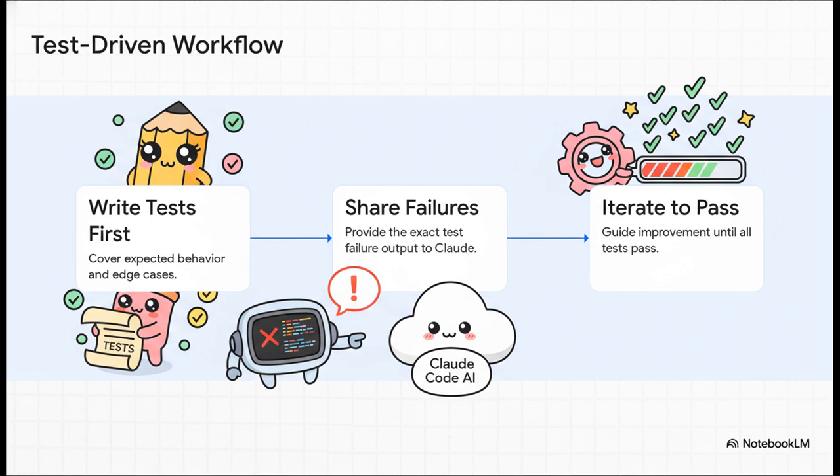Seriously. Instead of trying to vaguely describe a problem to the AI, you write the tests first. Then you just copy and paste the exact test failure output and give it to Claude. There is no clearer, more direct way to guide the AI to the right answer. You just iterate, feeding it the new failures until, boom, all the tests pass.